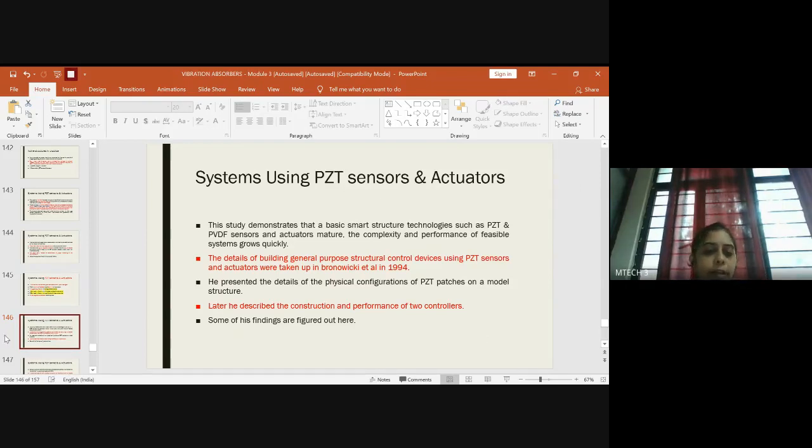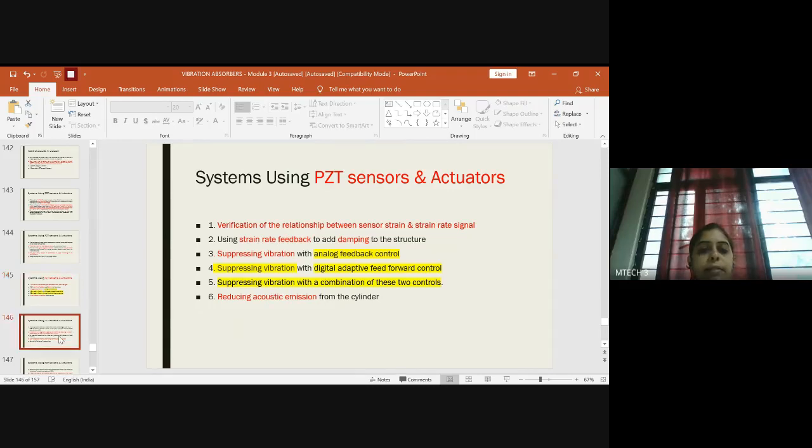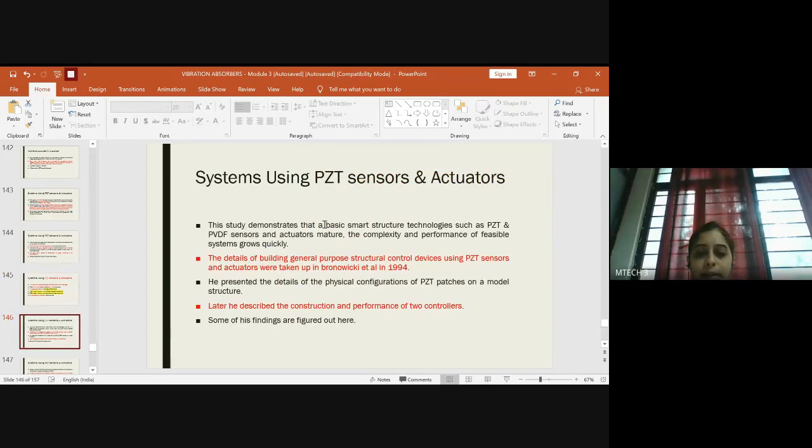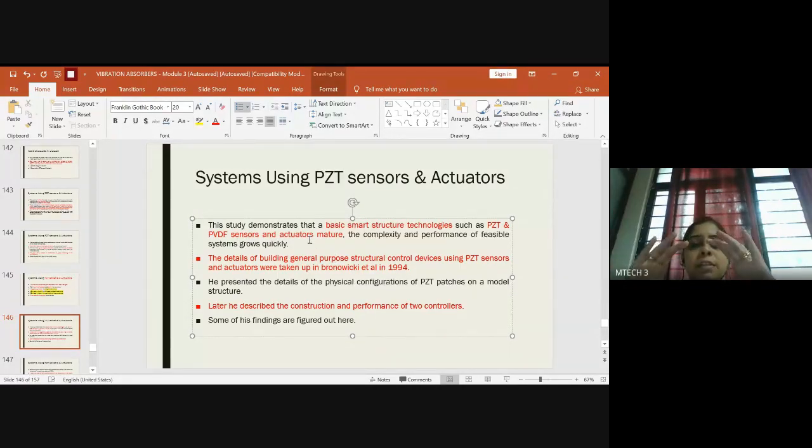When he did around 6 experiments, this study successfully demonstrated that a basic smart structure with technologies such as PZT and PVDF sensors and actuators still needs to be analyzed, meaning you still need an upgraded version of PVDF sensors and actuators if you want to develop a huge smart structure, because it was just a cylinder connected to the sensors, actuators and other technologies within a closed loop. For that, he did so many experiments and concluded.